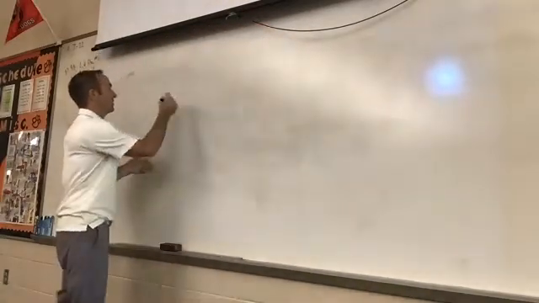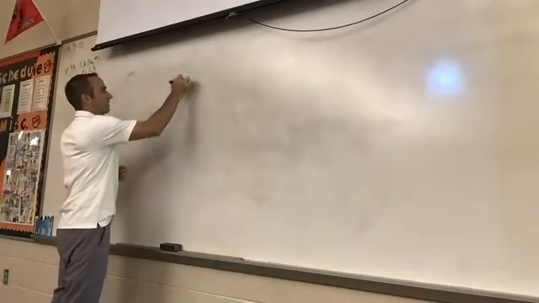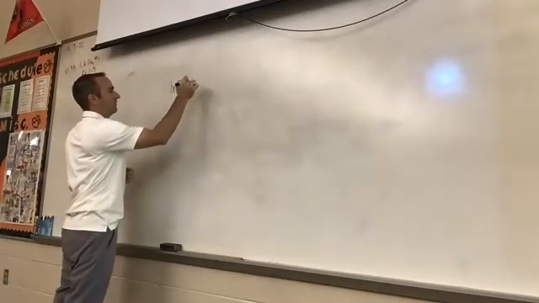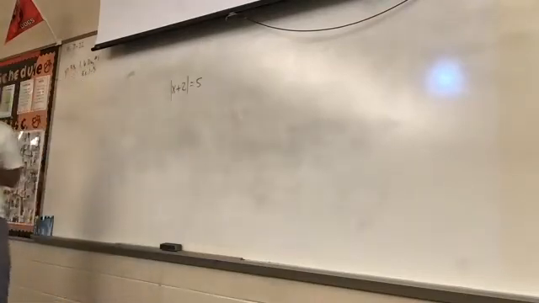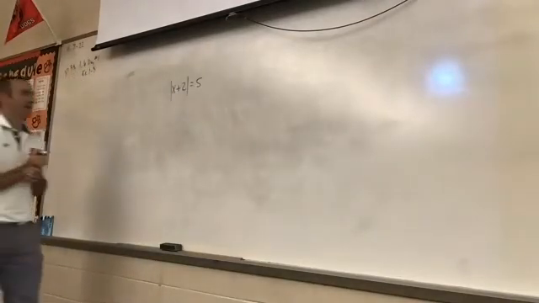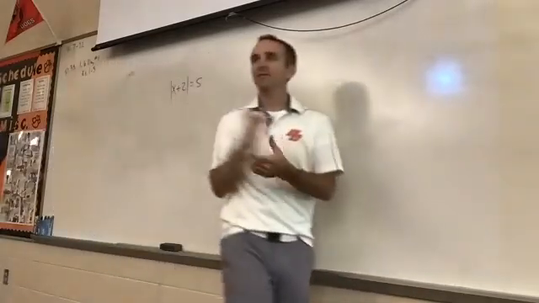First of all, let's look at this problem. Absolute value of x plus 2 is equal to 5. Why don't you go ahead and solve that real quick. Split it up into your 2 equations and solve it. One with positive 5, one with a negative 5.